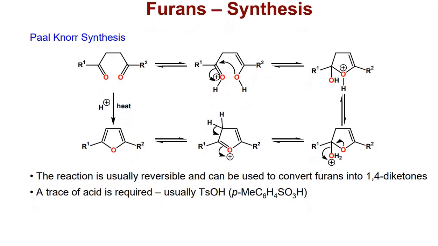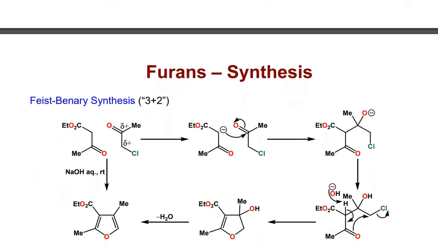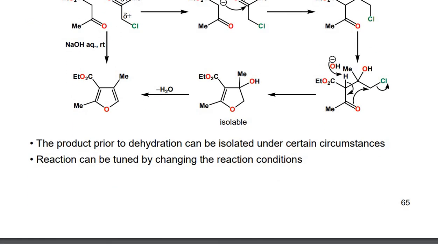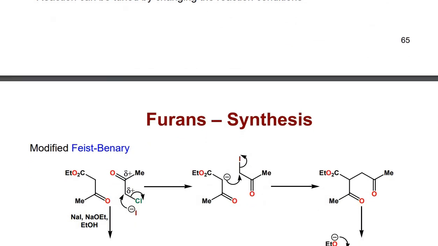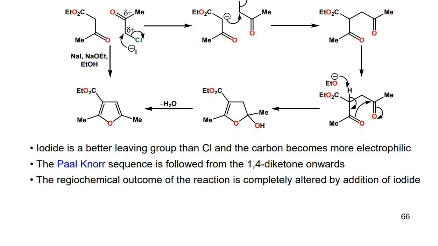Now you can see the Paal-Knorr synthesis, already I have made. Furan, you can see the Feist-Benary synthesis. Product prior to the dehydration can be isolated under certain circumstances. Reaction can be tuned by changing the reaction conditions. Now modified Feist-Benary. Iodide is a better leaving group than chlorine and the carbon becomes more electrophilic.